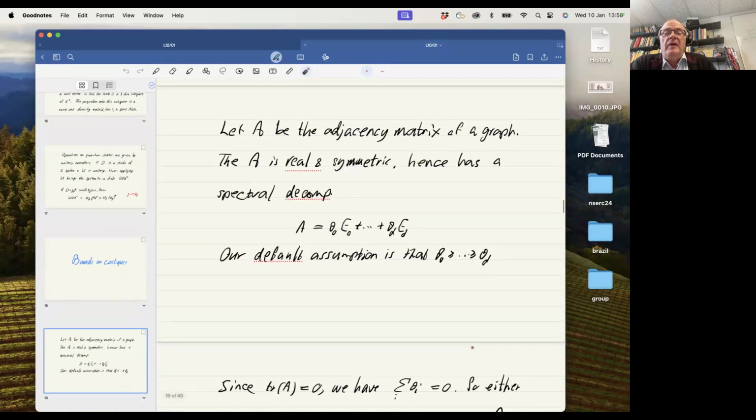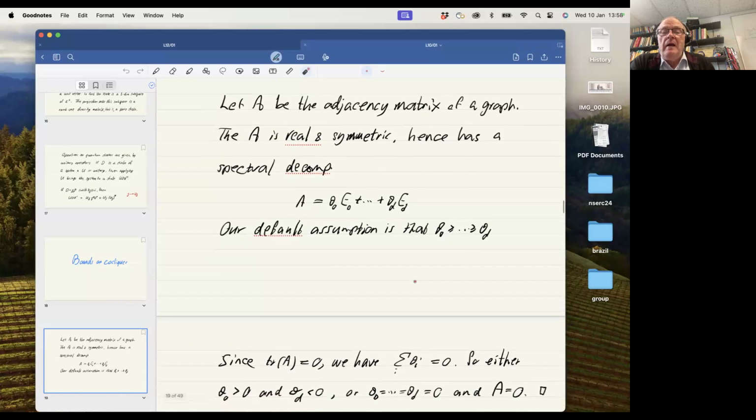So I almost invariably use A for the adjacency matrix of graphs. And so that means that A is real and symmetric, and so it's got a spectral decomposition. Now, in this context, I usually run my eigenvalues from index 0 through d, with theta 0 being the largest. So this is a normal assumption. Whenever I'm dealing with eigenvalues of graphs, I'm likely to start counting from 0, with theta 0 being the largest eigenvalue.